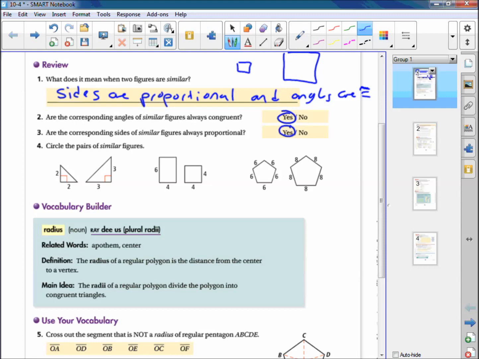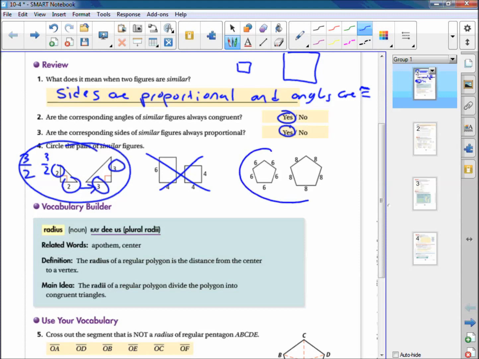So circle the pairs of similar figures. So these are right triangles, and they both have the same number for the legs. So that means they're 45, 45, 90 triangles. So they're going to be congruent for all the angles. And the sides are proportional because each one's going to be in the ratio of 3 to 2 or 2 to 3. So this is yes. This one's definitely no. The sides are not proportional even though the angles are congruent. And this one's going to be yes. They're both regular pentagons. Okay, so all their angles are going to be congruent and the sides are all proportional. They're going to be like 8 to 6 or 6 to 8.